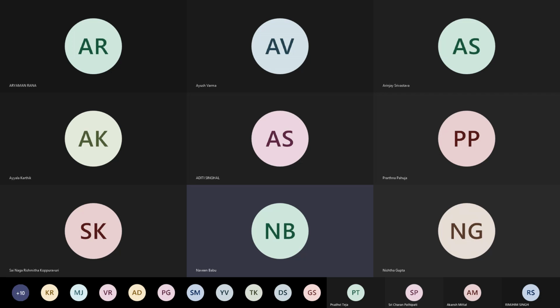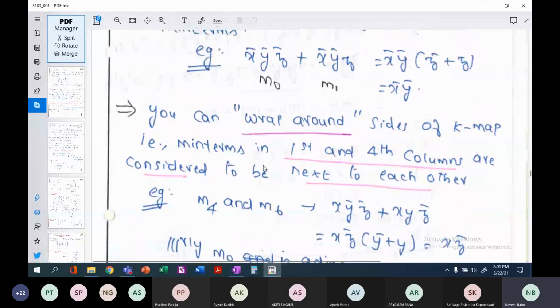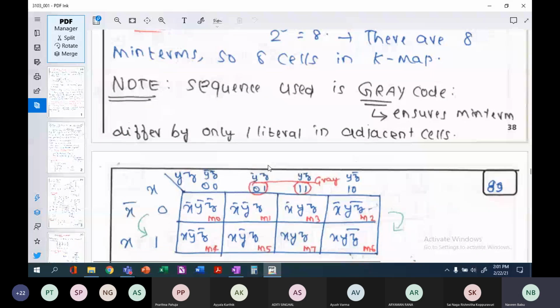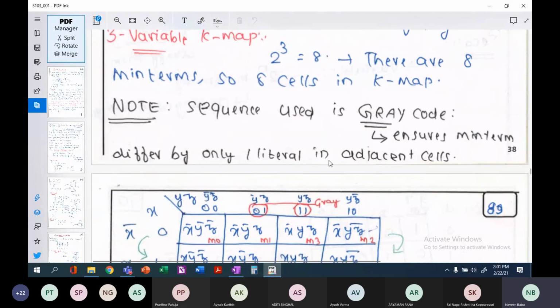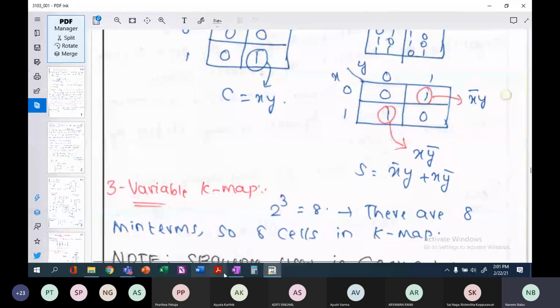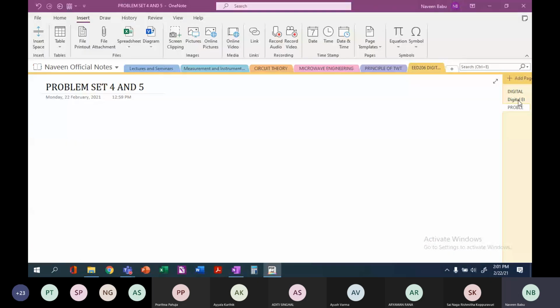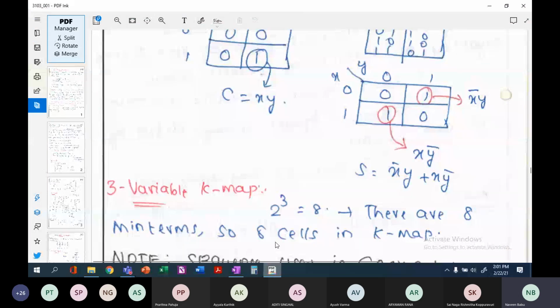So last class we started off with K-maps, and in fact we completed a two variable K-map in the last class, and then we did a three variable map also. Now let's do a very simple example for a three variable map.